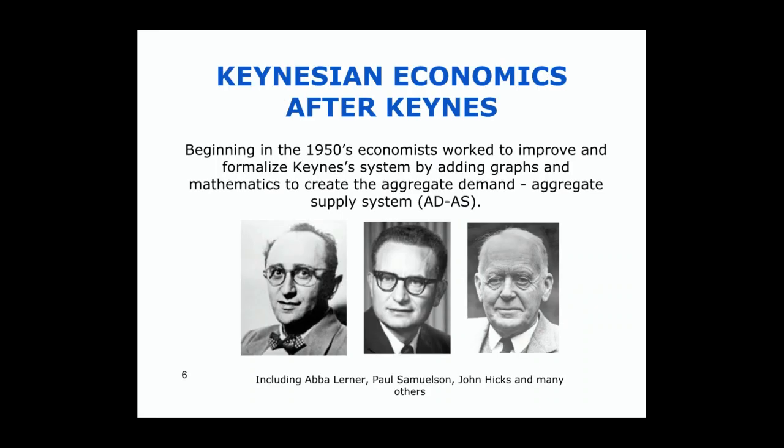But in the 1950s, a number of economists worked to formalize Keynes' system, formalize the theories that Keynes talked about in the General Theory, and they did so largely by adding mathematics and graphs and more discipline and more formality to his system. And the result of that is what's known as the aggregate demand, aggregate supply system.